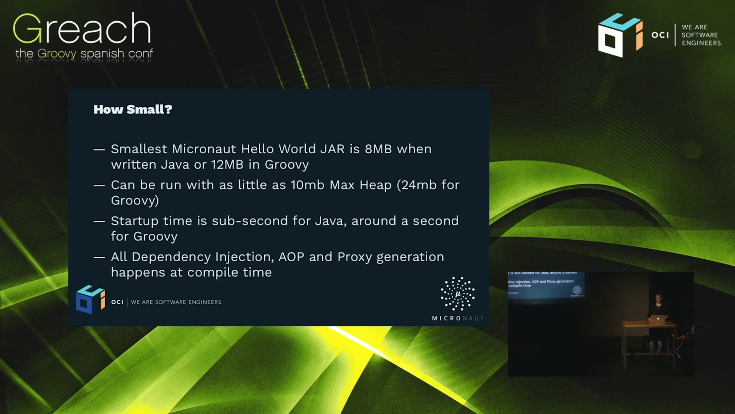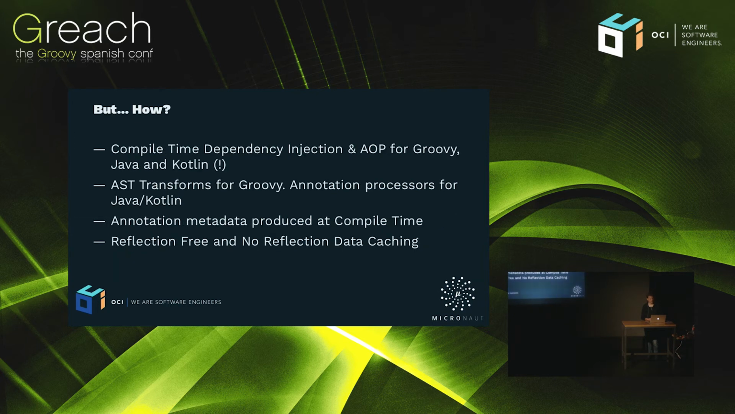All dependency injection, AOP, and proxy generation happens at compile time. Nothing is produced at runtime. There's no runtime reflection. There's no runtime metadata. It's all done at compile time. And how is it done? We support compile time dependency injection and AOP for Groovy, Java, and yes, even Kotlin. AST transforms are used for Groovy, and annotation processors are used for Java and Kotlin.